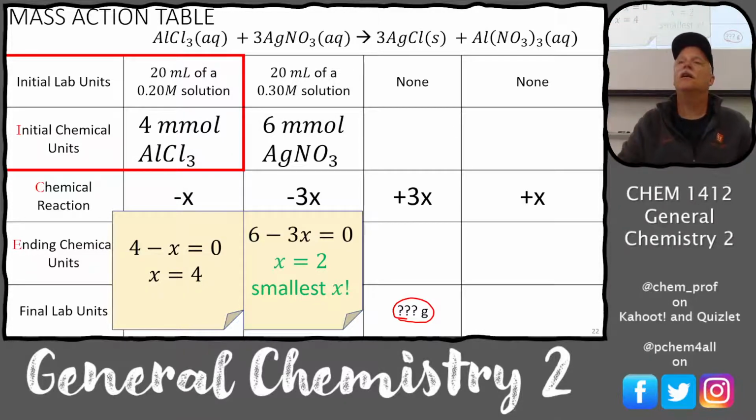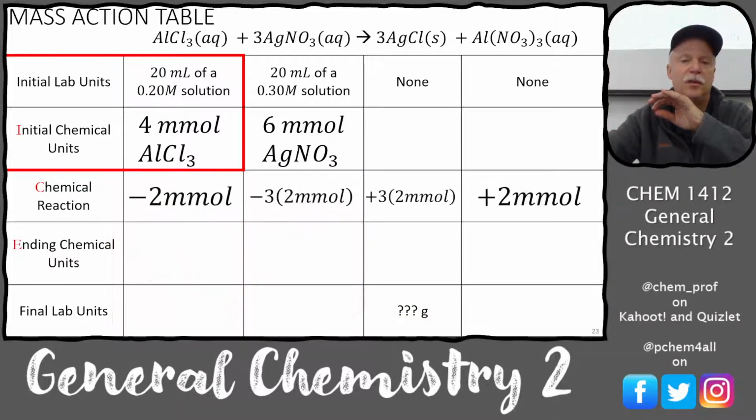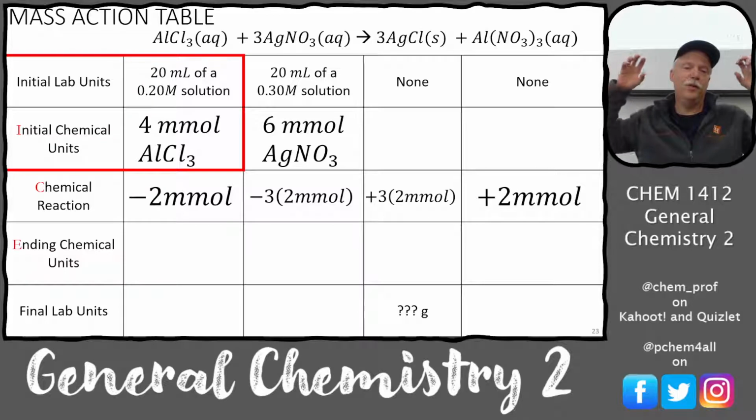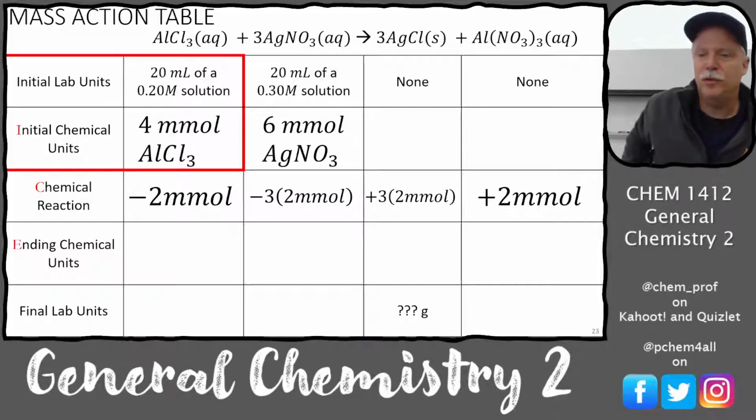Yes? Just to clarify, the 6, it came from 6 millimoles, correct? Yes. So the 6 is connected right here. So now we know X for the whole table, and so we can put it in there. I went ahead this time and wrote it in for X. So we have minus 2 millimoles in the first column, minus 3 times 2 millimoles in the second column, plus 3 times 2 millimoles in the third column, and plus 2 millimoles in the fourth.